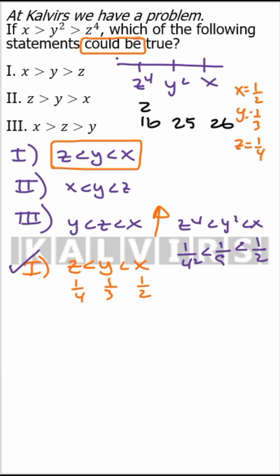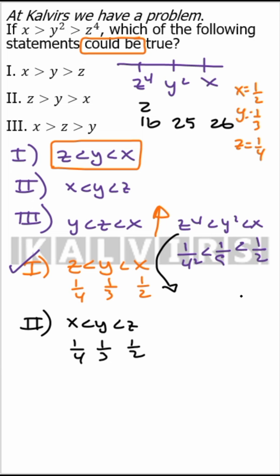So the first works. Now let's try the second one, x lower than y lower than z. We will try again with 1/2, 1/3, and 1/4. If that works here, that will be perfectly fine. So x is 1/4, y squared is 1/3 squared, which is 1/9, and then z, which is 1/2 right now, to the power of 4 will be 1/16. That's a perfect match. It works.